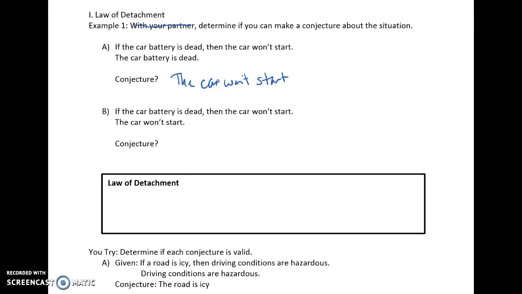Well, you might be tempted to say, okay, well, the car battery is dead. But think about it with some little logic. Is the only reason the car won't start the car battery being dead? No, right? Maybe you're out of gas. Maybe your starter's broken or something. I'm not a car person, so I'm not going to go with any more examples, but it's not the only reason, right? So we can't make a conjecture here.